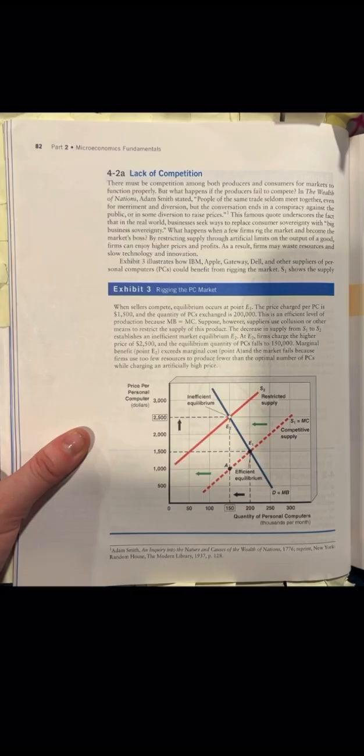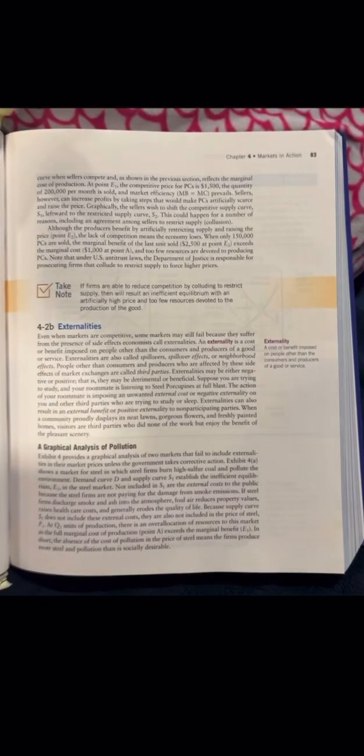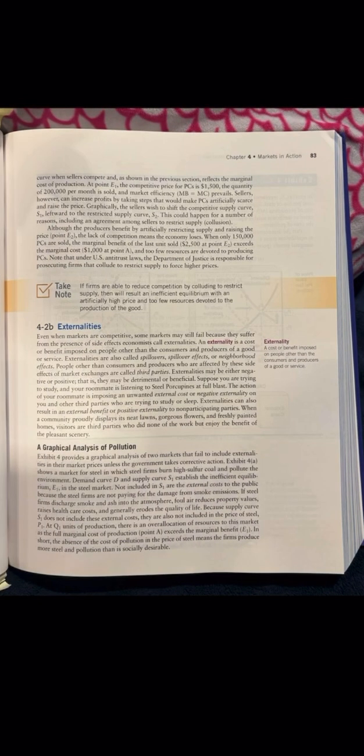By restricting supply through artificial limits on the output of a good, firms can enjoy higher prices and profits. As a result, firms may waste resources and slow technology and innovation. Exhibit 3 illustrates how IBM, Apple, Gateway, Dell, and other suppliers of personal computers could benefit from rigging the market. S1 shows the supply curve when sellers compete, and as shown in the previous section, reflects the marginal cost of production. At point E1, the competitive price for PCs is $1,500. The quantity of 200,000 per month is sold, and market efficiency prevails. Sellers, however, can increase profits by taking steps that would make PCs artificially scarce and raise the price.